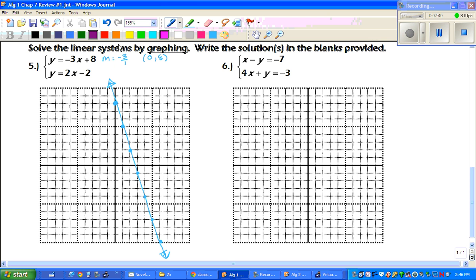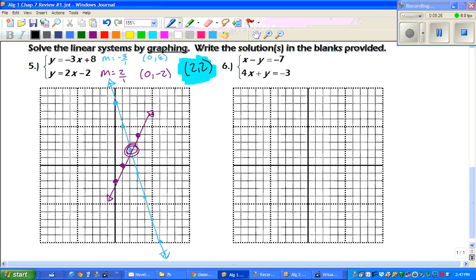All right. Now let's look at our next one. Our slope is 2 over 1, and we start at 0, negative 2. So start at 0, negative 2, go up 2, over 1, up 2, over 1. We found out where they meet. I'm just going to draw another point there. So I've got a nice pretty line. And where is that point at? That point is located at 2, 2.